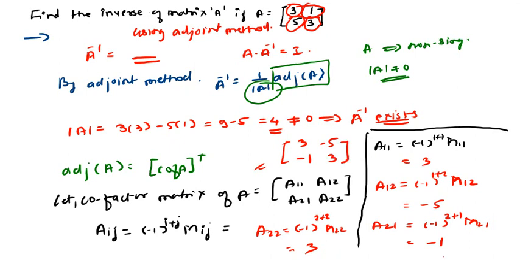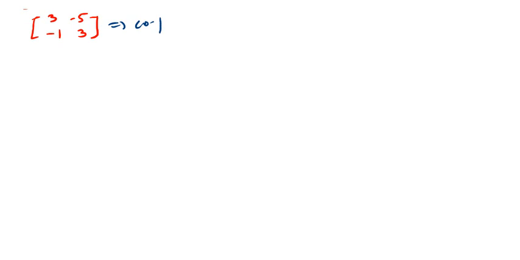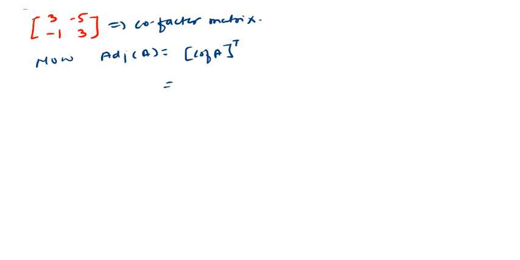Okay, so we'll take this matrix to the next page. This is our cofactor matrix. Now we need to find the adjoint of the matrix A, which is the transpose of the cofactor matrix of A. So take the transpose of this matrix, converting rows to columns. This will be 3, minus 5, minus 1 and 3. So this will be the adjoint of the matrix A.